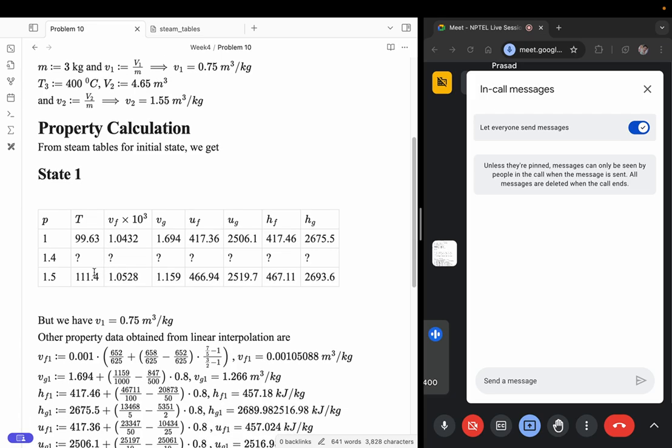Okay, so we have two different pressures. At 1 bar, these are the values taken from the steam table. At 1.5 bar, I have the values taken from the steam table. So I need to determine all these values at 1.4 bar.